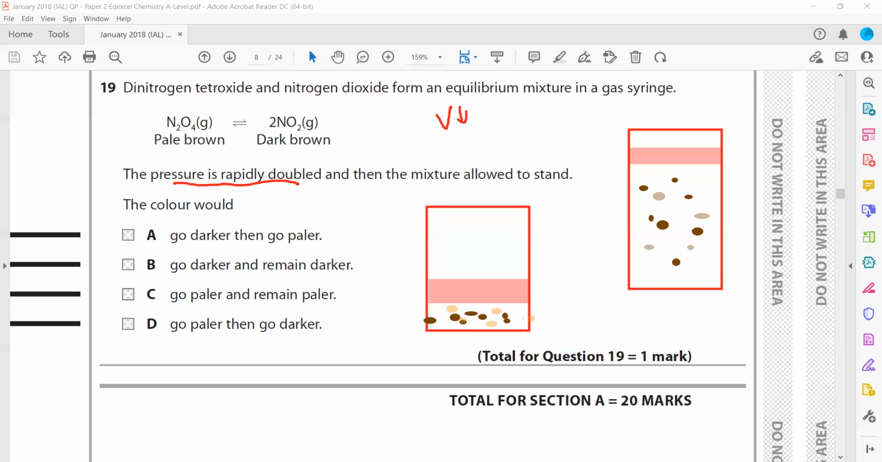But now, with the increase in pressure, the equilibrium, or balance, will shift towards the left-hand side. When the balance shifts towards the left-hand side, this dark brown appears paler or lighter in color. So A is the right answer. In the beginning, it becomes darker because the particles come closer to each other. And then, due to shifting of the equilibrium, the color will get lighter. The number of particles of nitrogen dioxide, the dark brown, starts to decrease. That's why it appears to be lighter in color.